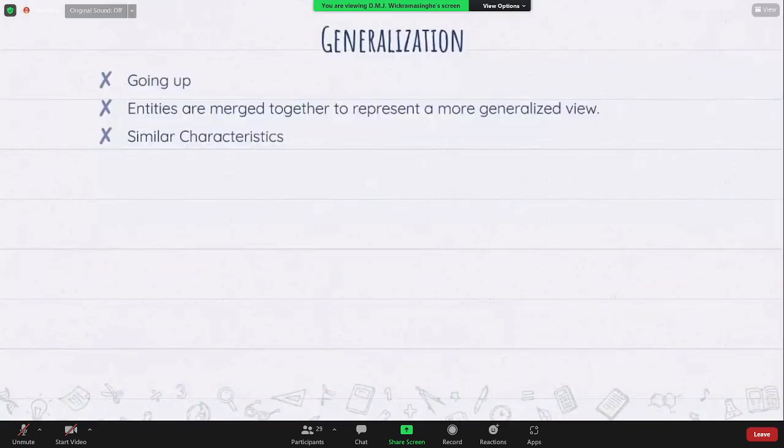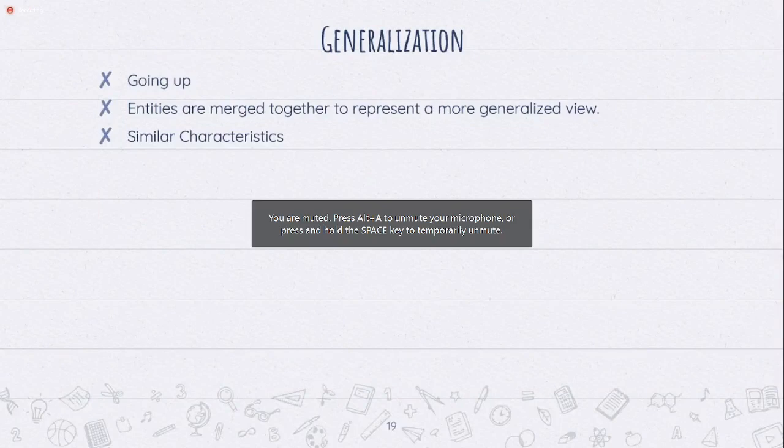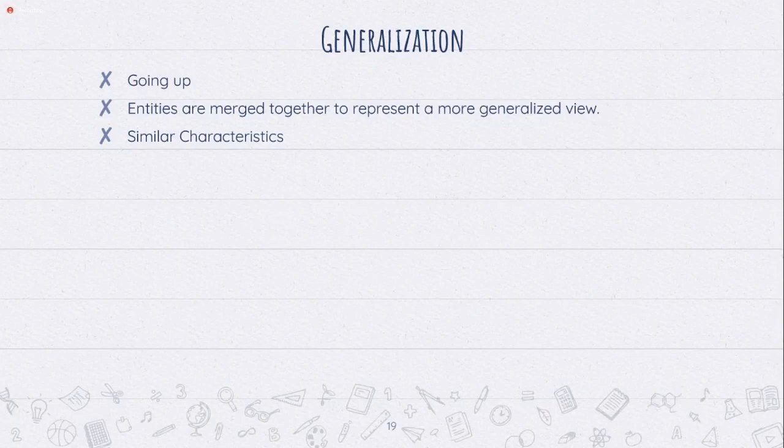So generalization is going up, and entities are merged together to represent a more generalized view. Similar characteristics should be there. In generalization, a number of entities are brought together into one generalized entity. If there are a lot of entities related to one entity, we can draw them together with their similar characteristics. Let's see an example, then you will understand.